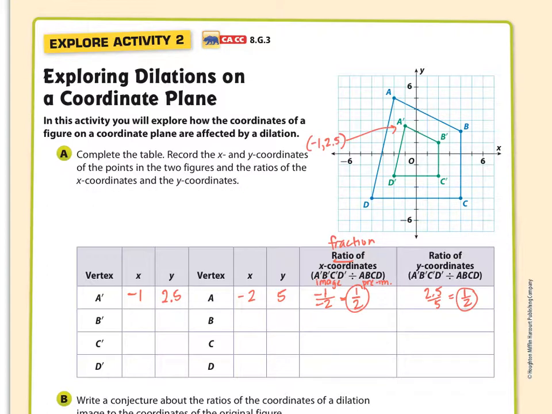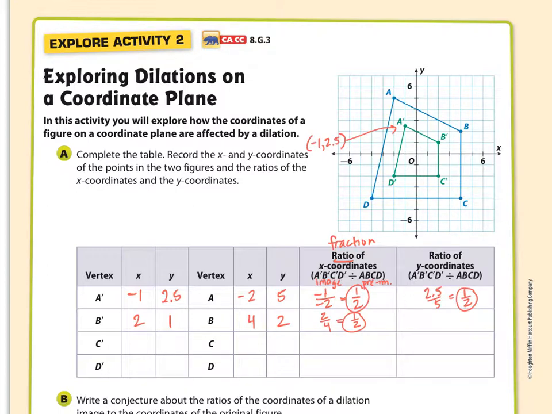Let's just do one more point. B prime, if I look at my graph again, is the point (2, 1), and point B, the blue one, is the point (4, 2). If I take the x-coordinate of the image divided by the x-coordinate of the pre-image, I get 2 over 4, which is 1/2.